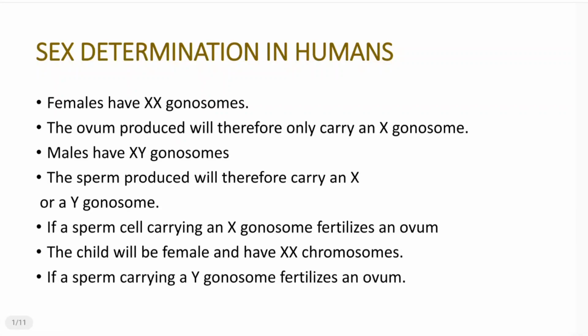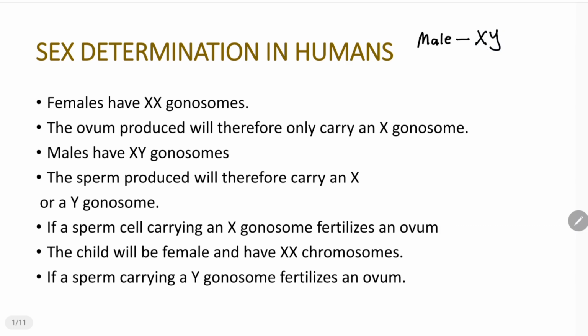Welcome back, everyone. Today we discuss sex determination in humans. Before we start, let's remind ourselves of how gender is controlled, of how a male becomes male and how a female becomes female. We know that a male will have the gonosomes which are XY.